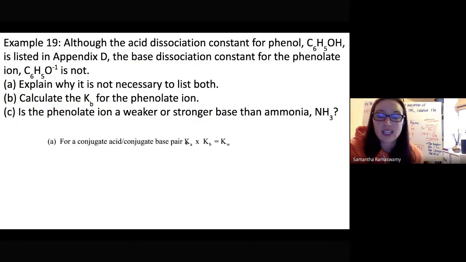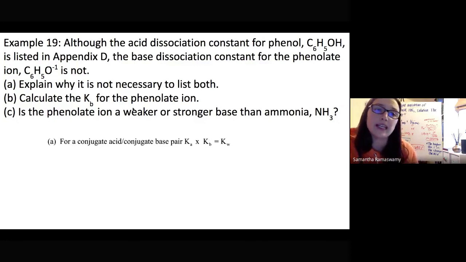So if you have the Ka of an acid, you can find the Kb of its conjugate base by using this equation. We're assuming 25 degrees Celsius unless they tell us otherwise. So unless they tell us that it's at a different temperature and they give us a different Kw, we assume that it's 1 times 10 to the negative 14th.